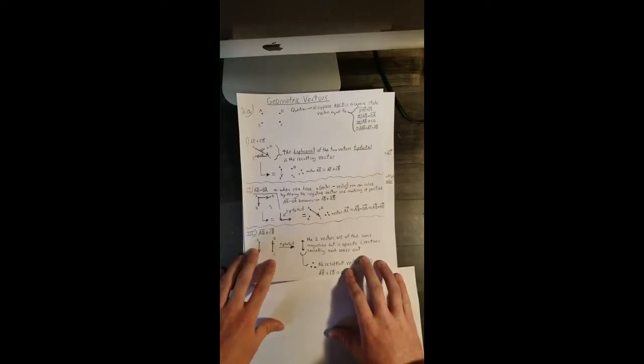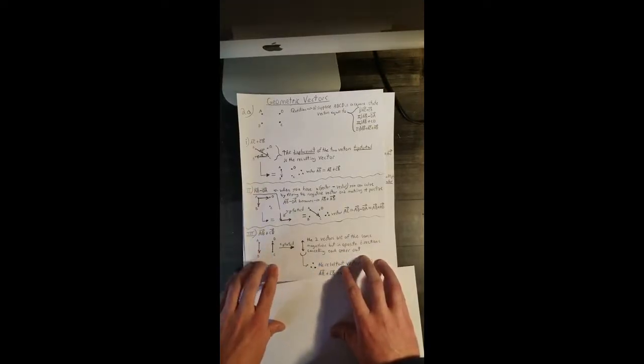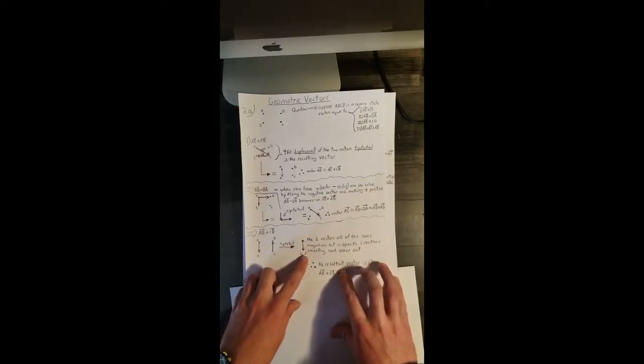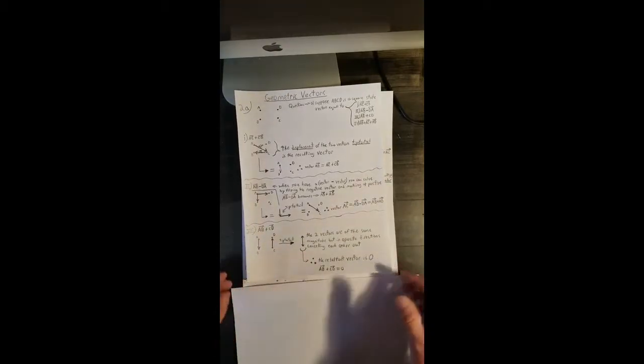Question 3 of 2a is AB plus CD. So AB and CD are the same magnitude, but in opposite directions. So when you tip to tail the two vectors, it ends up canceling out. Therefore, the resultant vector is 0. AB plus CD equals 0. There is no vector.